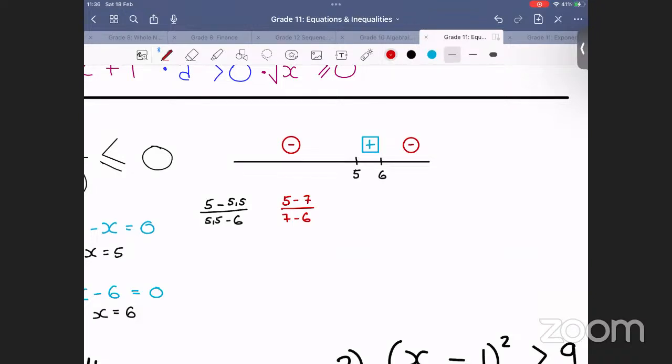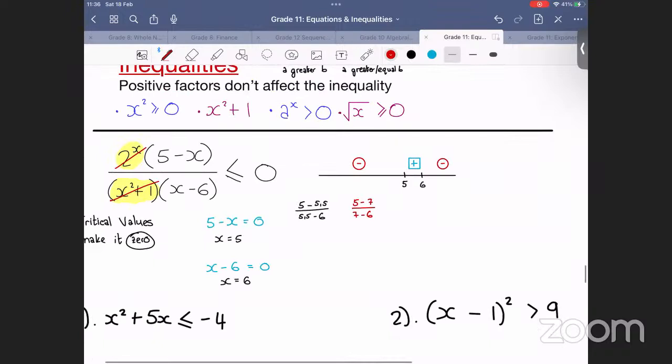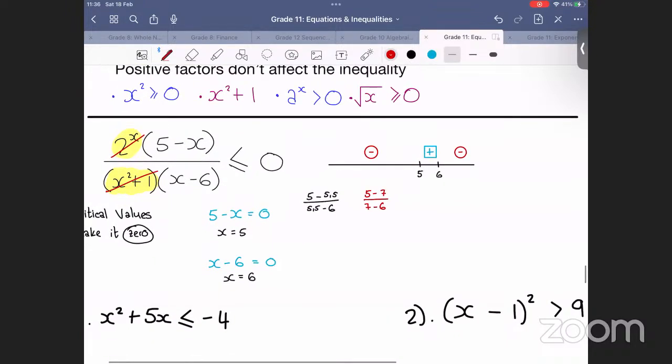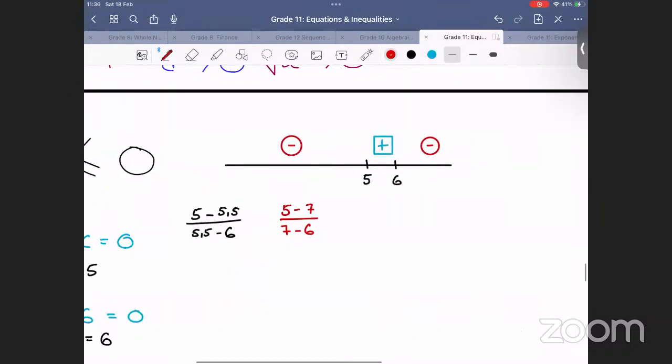Okay. Why is your 5 positive? What do you mean? Which 5? Are you talking about the critical value, or are you talking about in between 5 and 6? In between 5 and 6, everything there is positive. Everything here is negative, and everything else here is negative. If it's confusing, I'm going to do another example. And if it's still confusing, I'll try and re-explain this one.